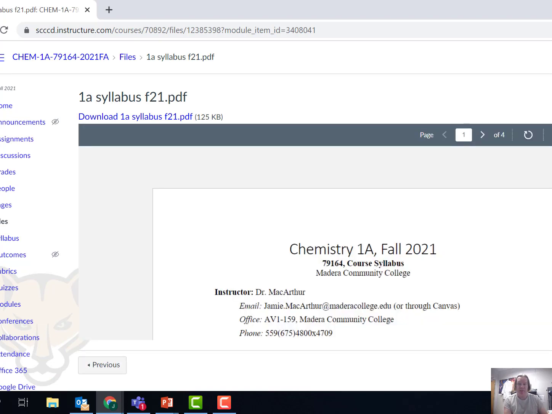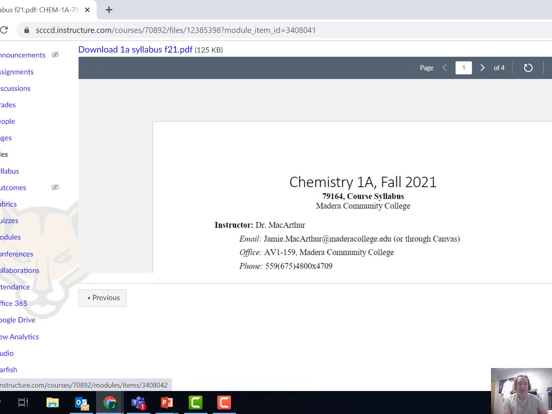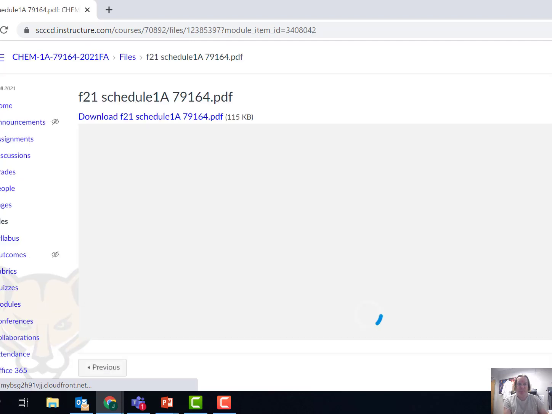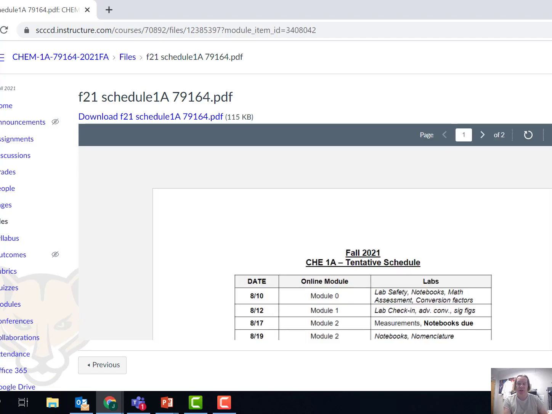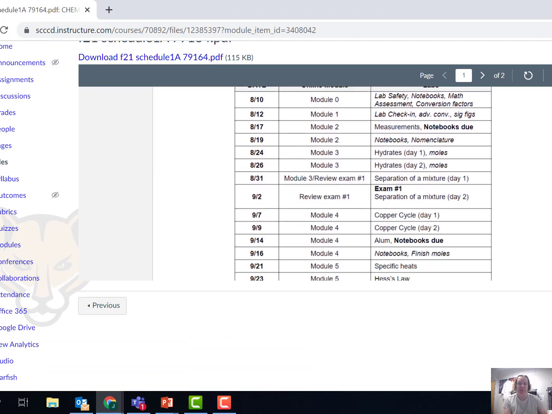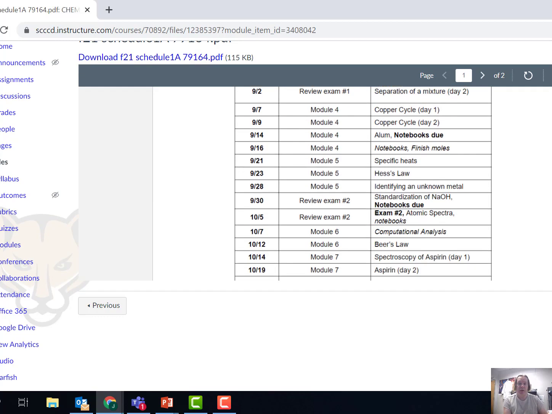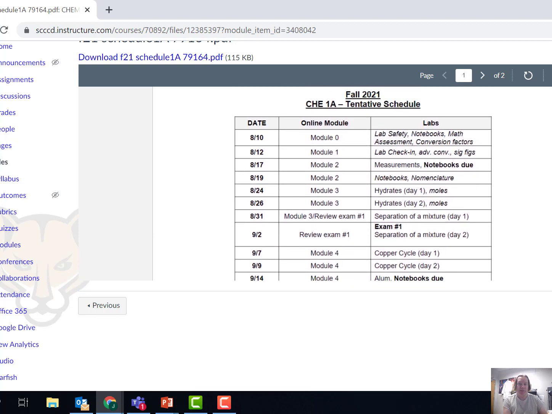This is a copy of the syllabus. I'm not going to read through it here, so go ahead and look through that on your own, and that will provide you the information you need in terms of how to succeed in the class. And then this is the schedule, also very important. This is showing the important dates in terms of when we are having various labs, when we have exams, things of that nature. A couple things I'll mention here while we're looking at this.